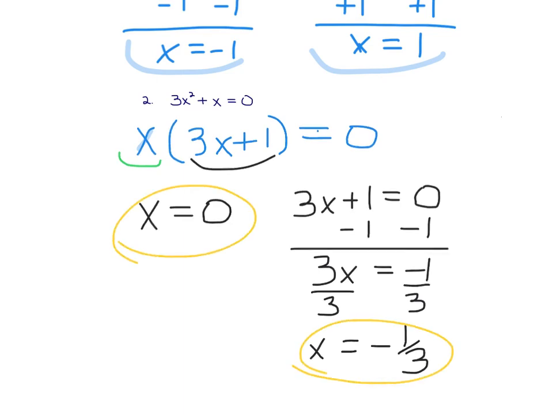Can we write x equals 0, comma, negative 1/3, or else write separate? You could do that. You could put it together.